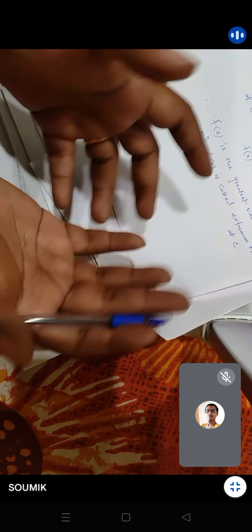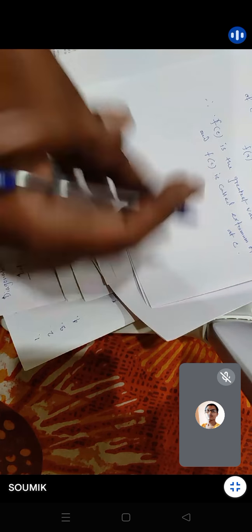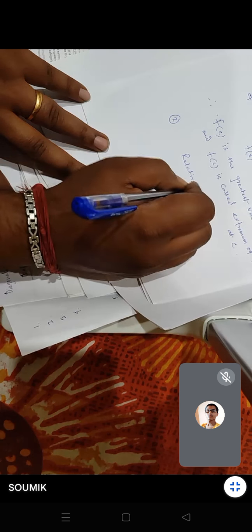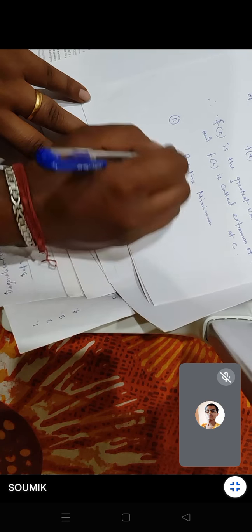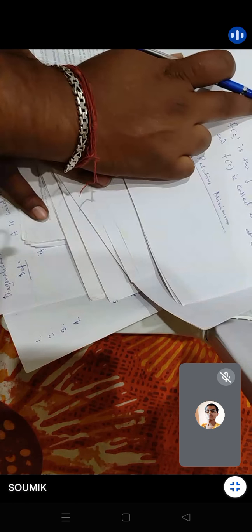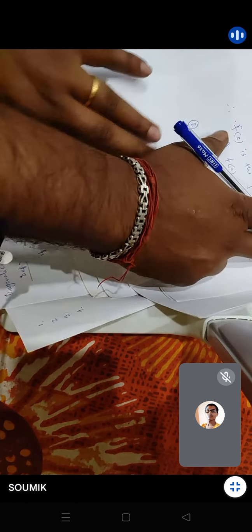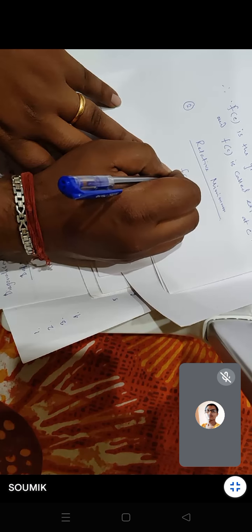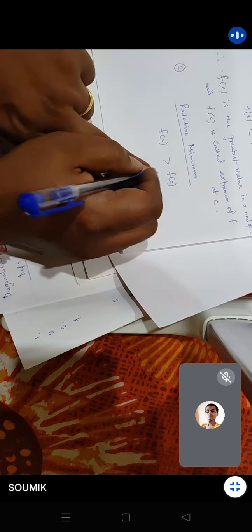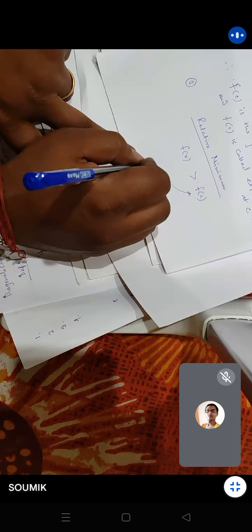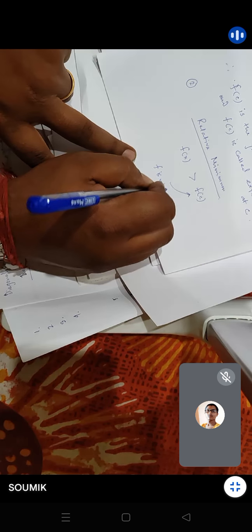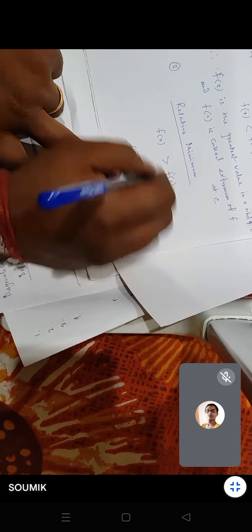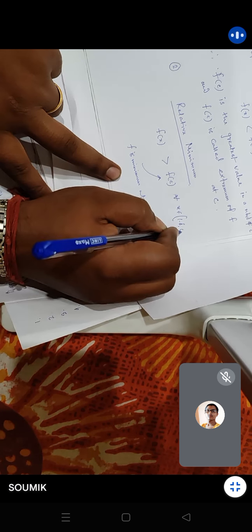Similarly, this is the relative minimum. f is said to have the relative minimum at c if there is a neighborhood of (c minus delta, c plus delta) such that f(x) is greater than f(c), then this f(c) is called the minimum, or relative minimum at c, for all x belongs to (c minus delta, c plus delta).